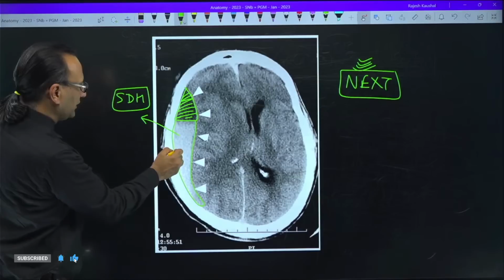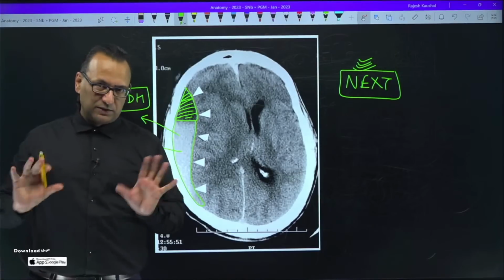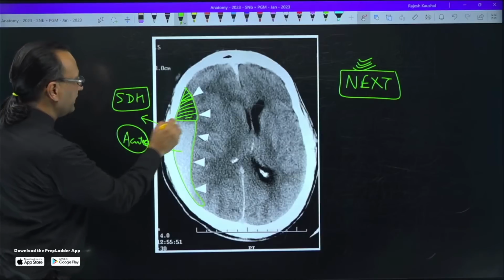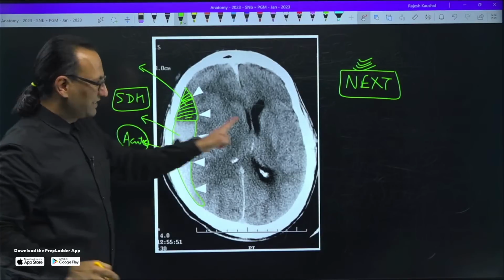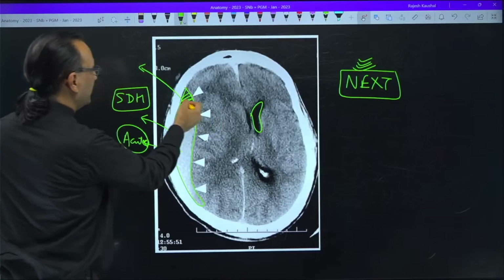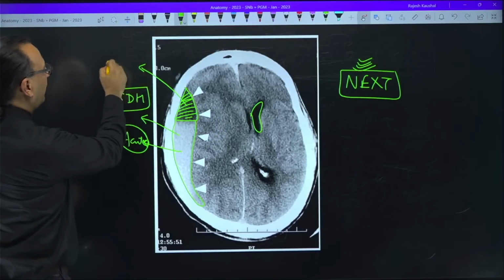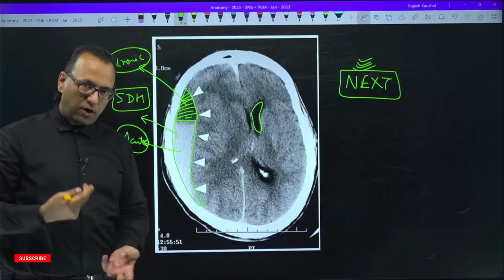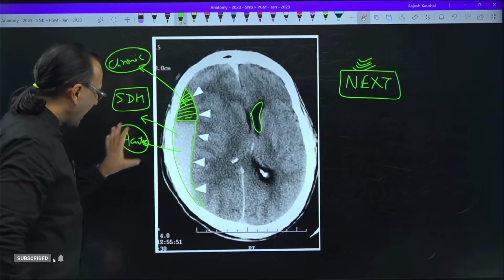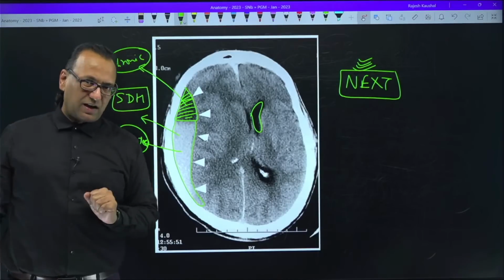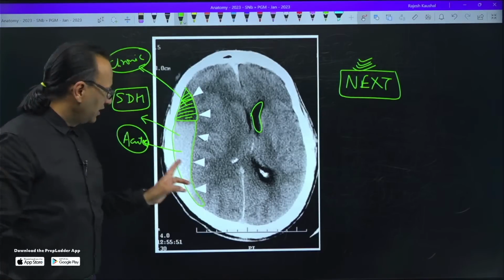Now as I mentioned, it is bright white, so acute, and this is dark, just the same appearance as CSF in the ventricle, so it is basically chronic. You can say this is a chronic subdural hematoma on which you have acute. So acute bleed on a chronic subdural hematoma. Can you tell me the age group of such a patient?